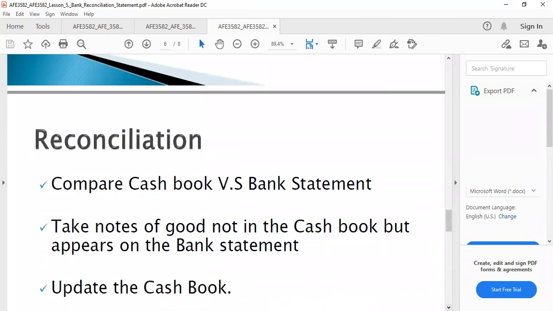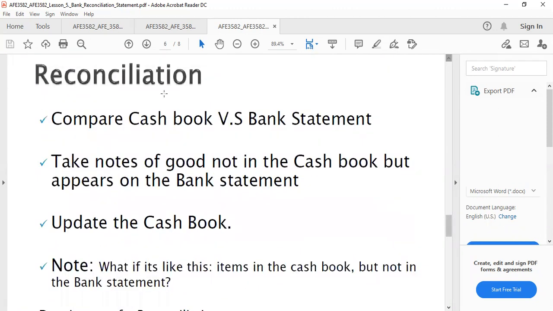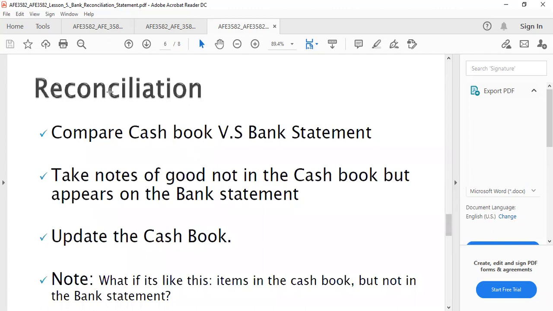So we'll need to draw up an updated cash book. Now, compare the cash book. First you compare the cash book with your bank statement. Then you take note of the items not in the cash book but appearing on the bank statement. And then from there, that's when you update. After you take note of all the items appearing on the bank statement but not in the cash book, you update your cash book.